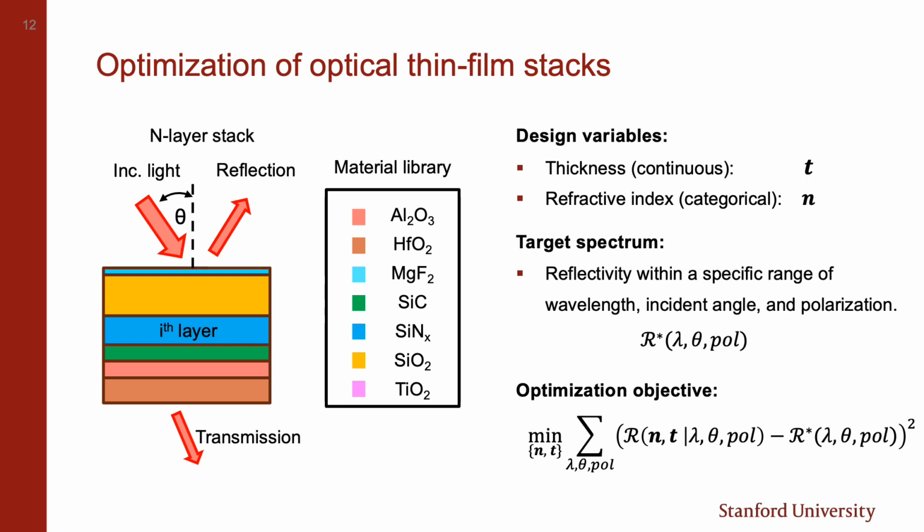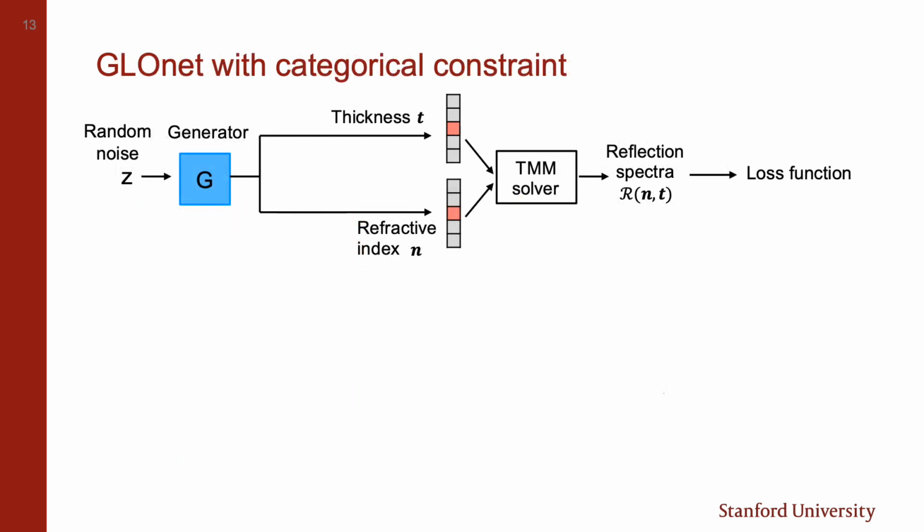Here, we're going to show how to use GloNet for these problems with categorical constraints. Same as before, we use the generator to produce a batch of thin film stack configurations, including the thickness vector T and the refractive index vector N. Then, those thin film stacks are simulated by the transfer matrix method to obtain their reflection spectra.